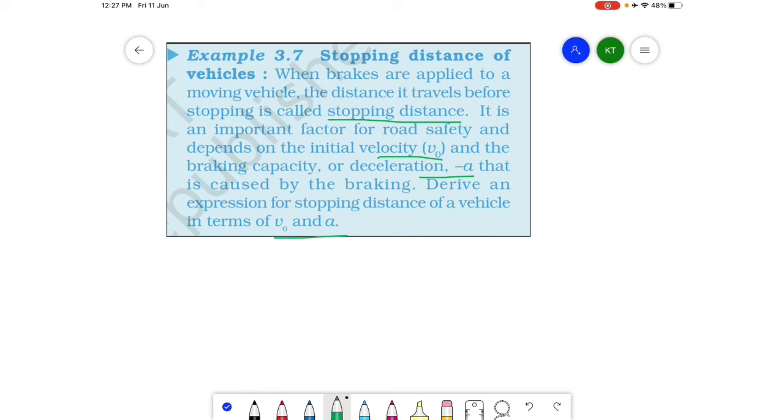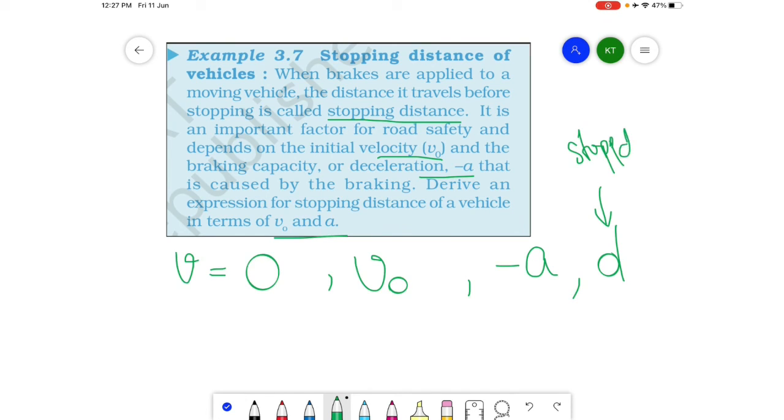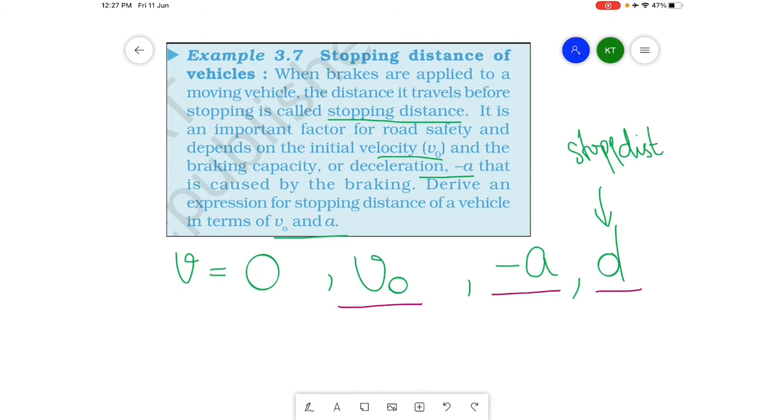So let's solve this. We know that the final velocity would be equal to 0 because it's coming to a stop. Initial velocity is v0. The acceleration here is negative a. Now we have to find an expression for the stopping distance. Let us take the stopping distance to be d. We need to find a relation between stopping distance d, initial velocity v0 and deceleration a.